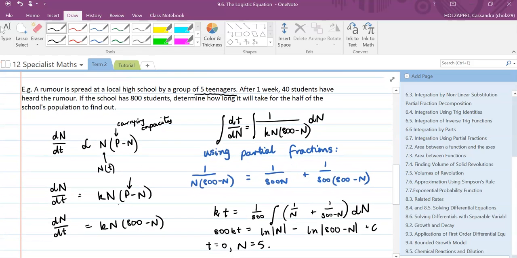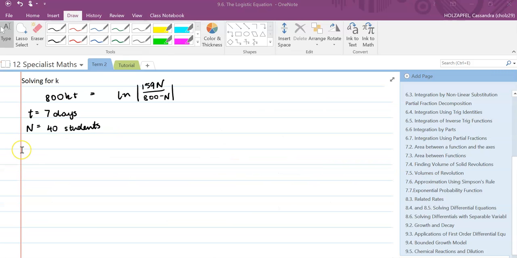So after 1 week, 40 students have heard the rumor. So now that we know that after 1 week, 40 students have heard the rumor, we can go ahead and solve for our value for k. So substituting into our formula now, we get 800 multiplied by 7k is going to be equal to ln of 159 times 40 all over 800 minus 40, which is going to be 760.